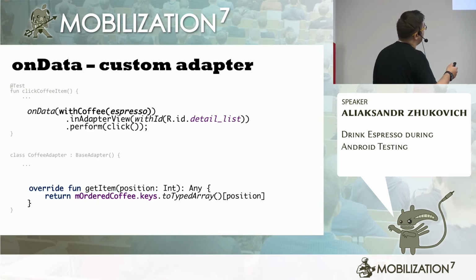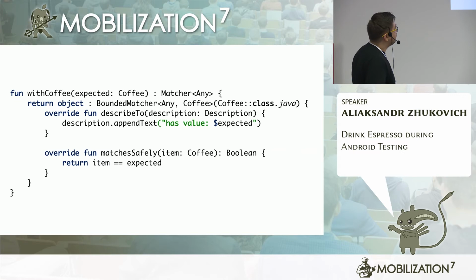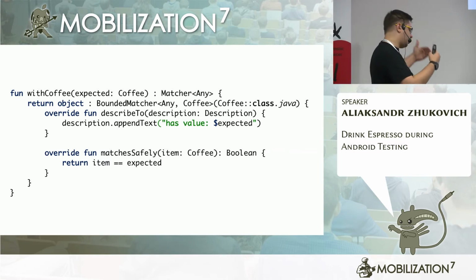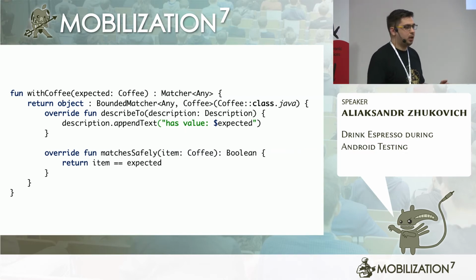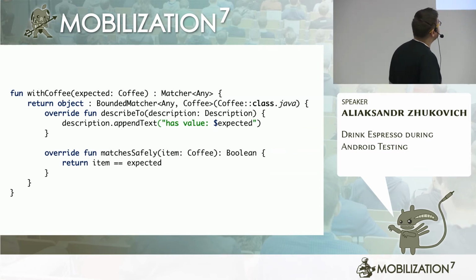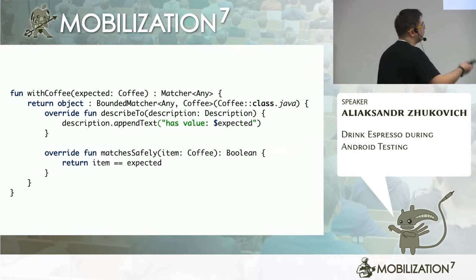And here we tell Espresso where it should find our item, in which component. And here is the implementation of withCoffee matcher. Here we use BoundedMatcher, and it's a matcher from the Hamcrest library. Many matchers from this library have two methods: describeTo and matchesSafely. matchesSafely allows us to match the expected and actual object, maybe with some additional manipulations, and describeTo just adds additional logging information when your test fails because of this matcher.